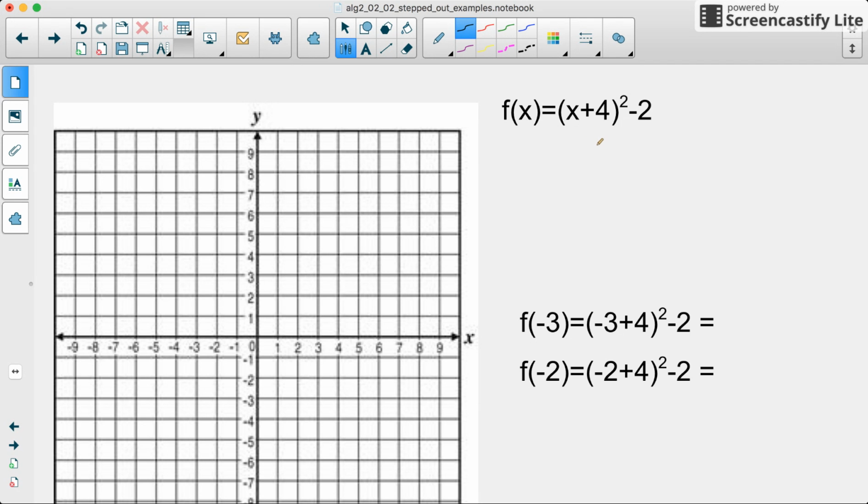From that, we can pull out our vertex. So the first thing you're going to be looking at is inside the parentheses. That's going to be your x coordinate, and outside of the parentheses is going to be your y coordinate. So that gives us an ordered pair of -4, -2 over here.